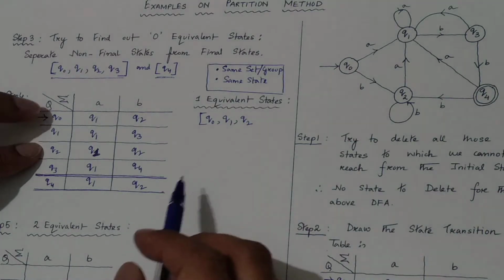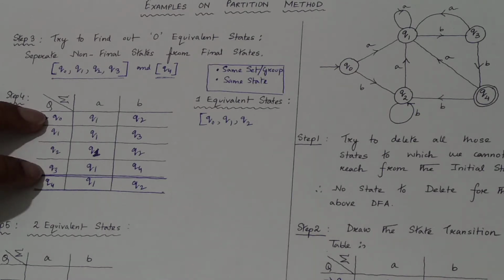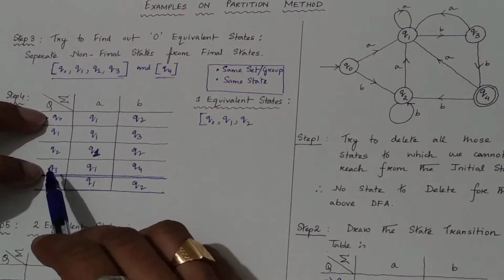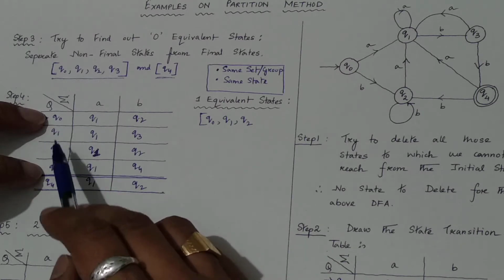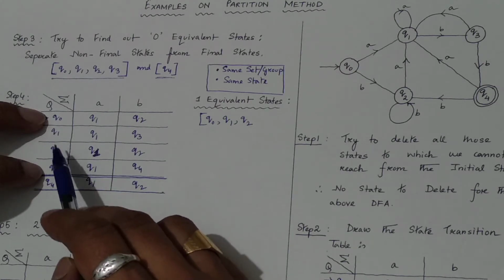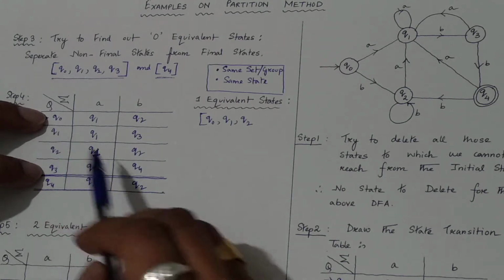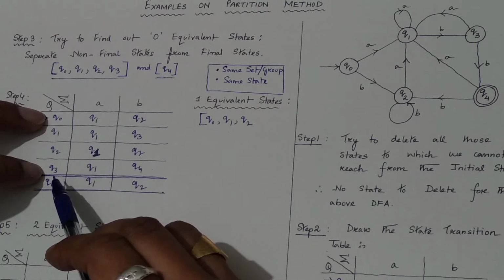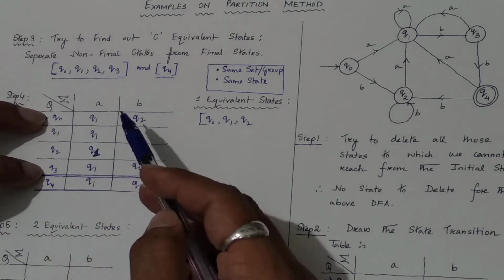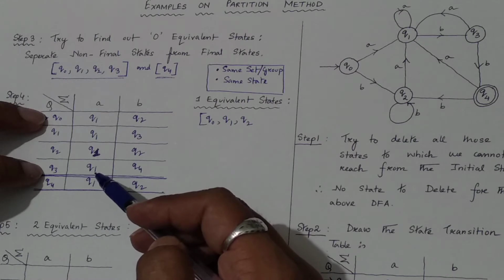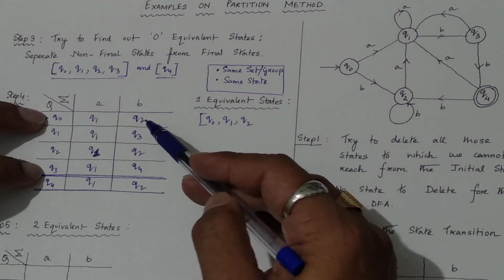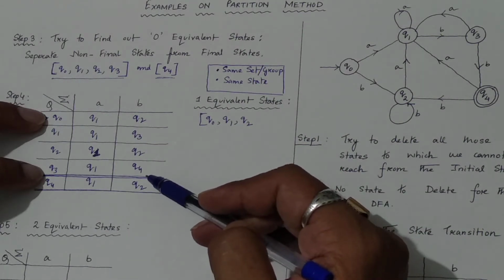Clear? Now we are left with Q0 and Q3. The last element is left out. So I have to first check with Q0, then I will check with Q1, then I will check with Q2, because these three elements are together right now. Now Q0 and Q3, when we check for input symbol A, this is the same state, so no issue about that. For B, where it is going: Q2 and Q4, oh, there is a problem right now.